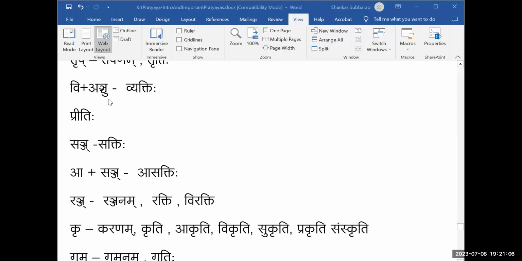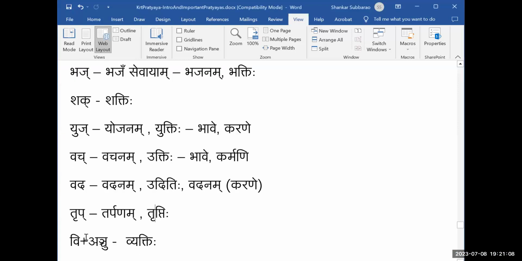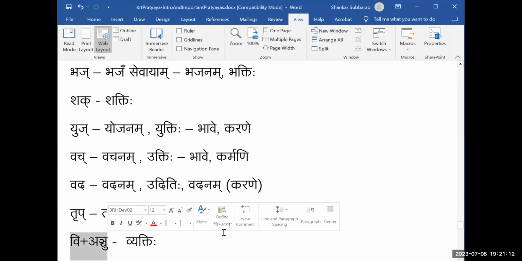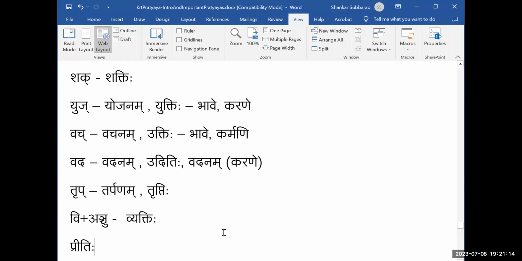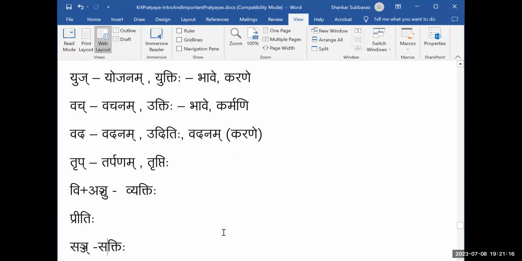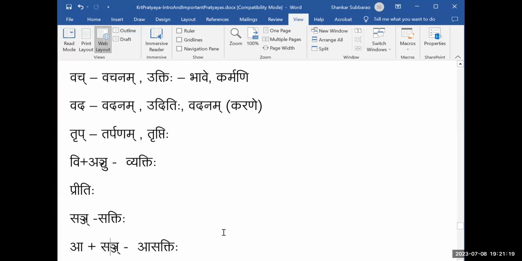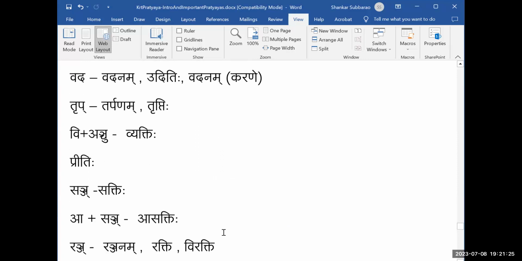Now, there's a dhatu called anchu, okay? Not a very easy one, but vi plus anchu will give you vyaktihi, manifestation. Preenj will become preetihi. Sanj will become saktihi, attachment. Asang, asaktihi, binding attachment.